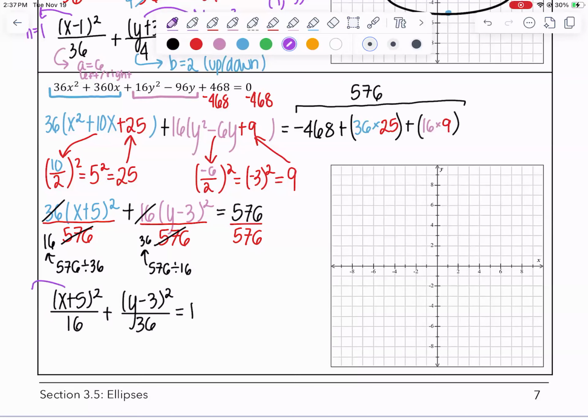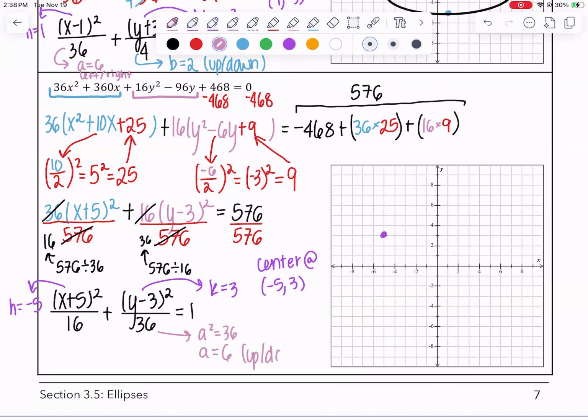We can get our center. H is -5. K is +3. So the center is at -5, +3. The bigger number is going to be a squared. So we have that under y. A squared is 36. That means that a is 6. Because it's underneath y, that means that the major axis is the y-axis.